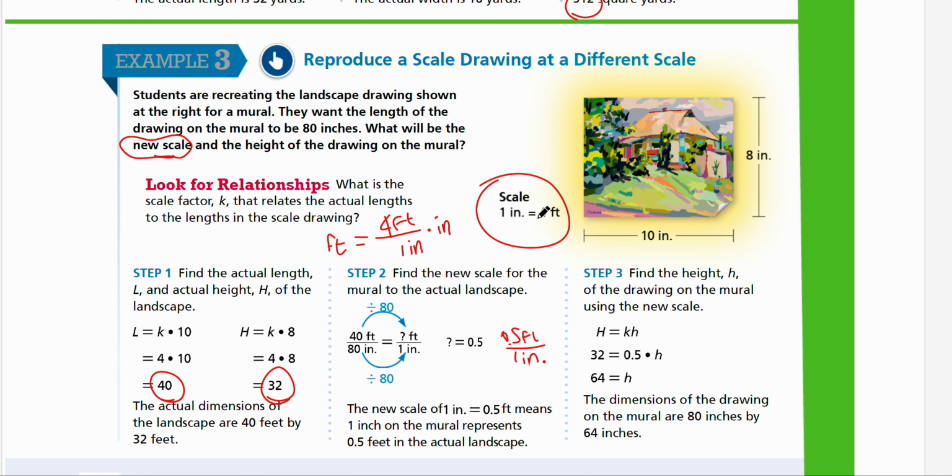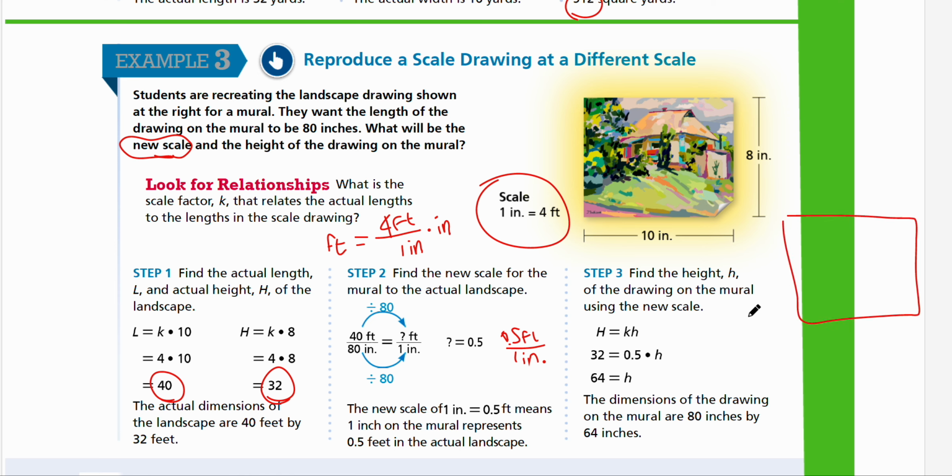So this scale is for the actual house in real life, but where you want to convert it to a mural, that mural is still not an actual model, right? So this scale unfortunately is not meant for a mural. It's a comparison from the picture to the actual house. So we have to go through this step to figure out the new scale and then convert it to the new size of the mural.